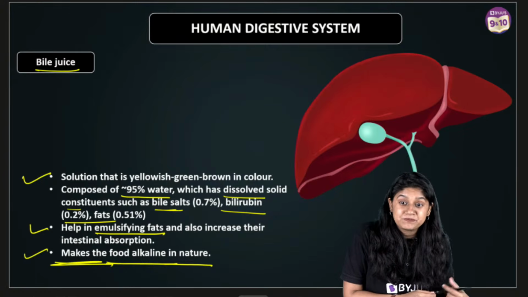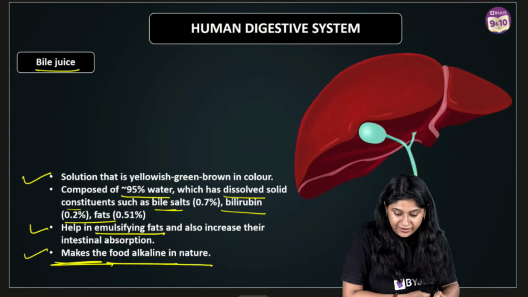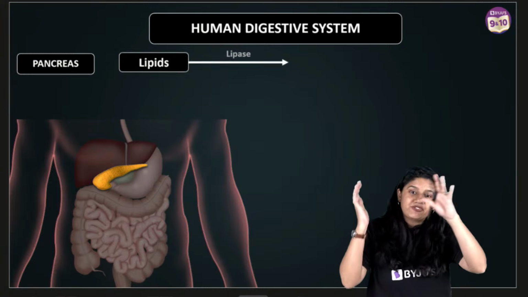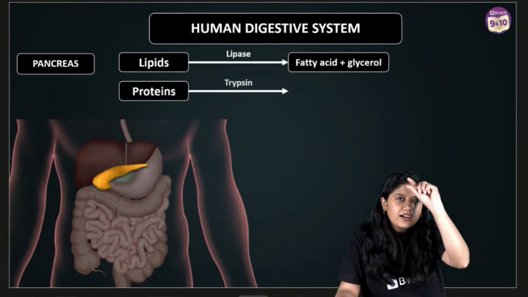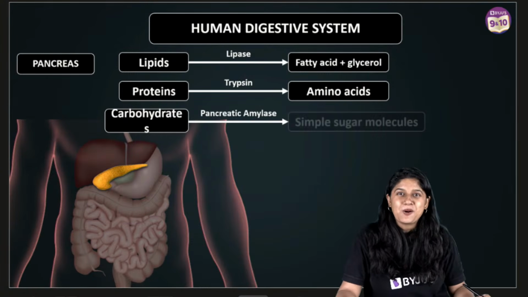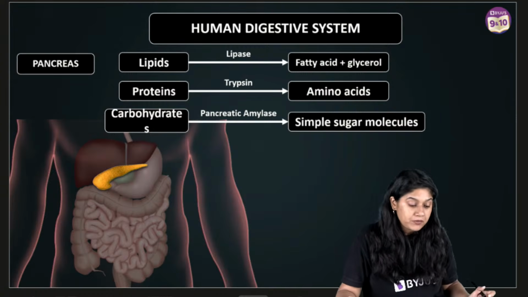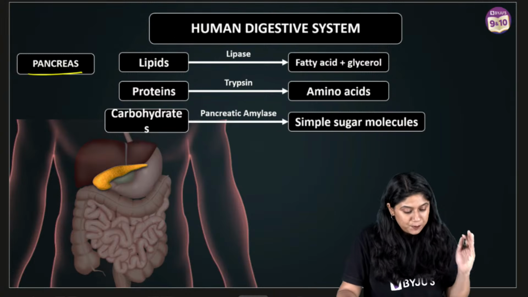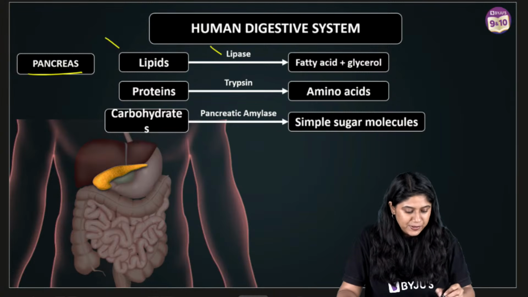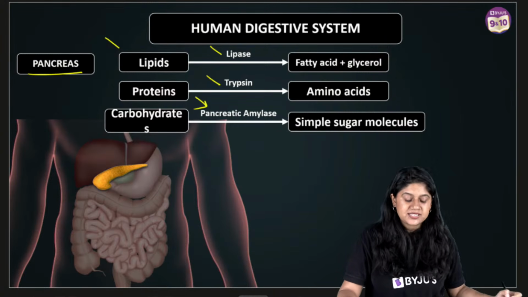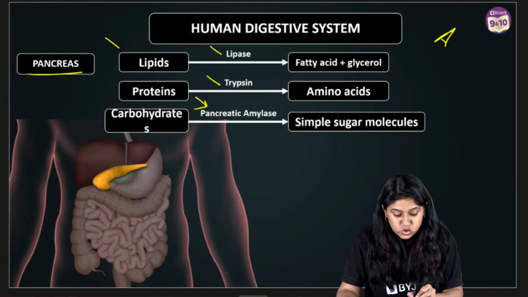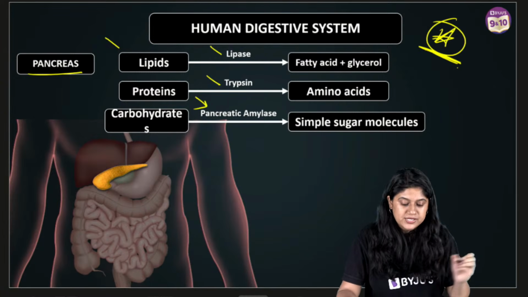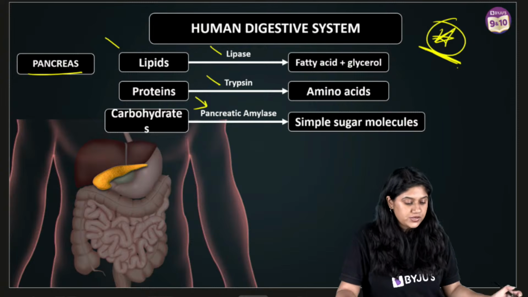Yes, absolutely. Okay? Then, everyone, the food moves happily a little bit ahead to the initial part of the small intestine, the duodenum. But before that, we have the secretion from the pancreas also. So the pancreas releases various enzymes like lipase, trypsin and pancreatic amylase. Everyone, super important. Take a screenshot of this. Quickly take a screenshot of this. What happens?